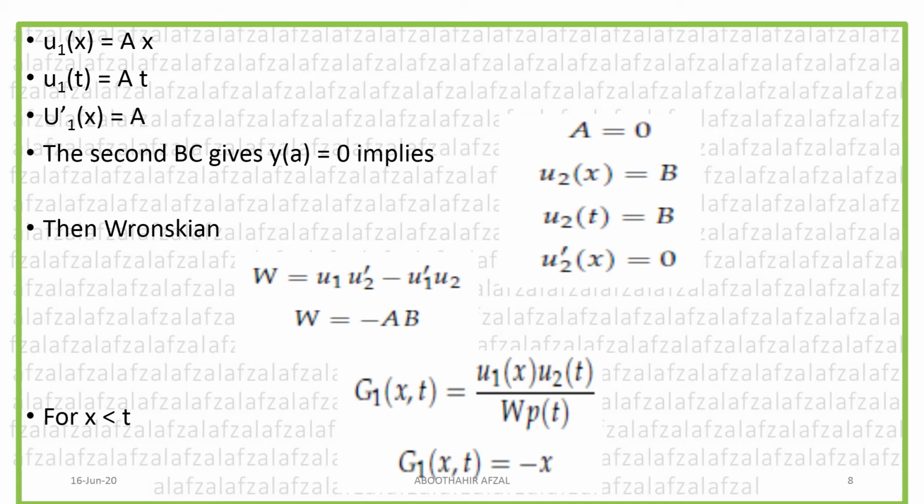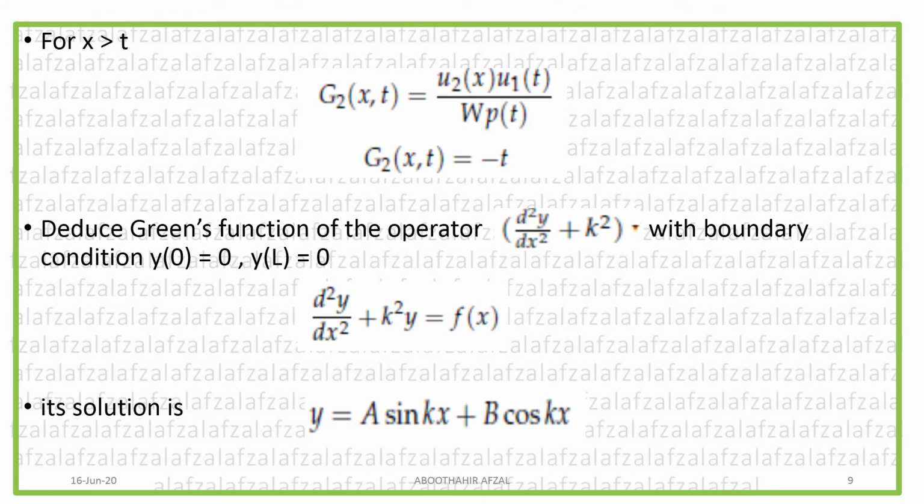So the Wronskian is u1 u2 dash minus u2 into u1 dash. That will become only the first term will remain. So that means the first term becomes 0 because u2 dash is 0. The second term will be minus u1 dash into u2. So minus u1 dash is minus of a into b, that will become minus ab. So therefore the value of g1 will be u1 u2 by W(t), that will become minus x. And for x greater than t, g2 of x, t will be u2 into u1 by W(t), that will be minus t, which can be done as a simple exercise by you.